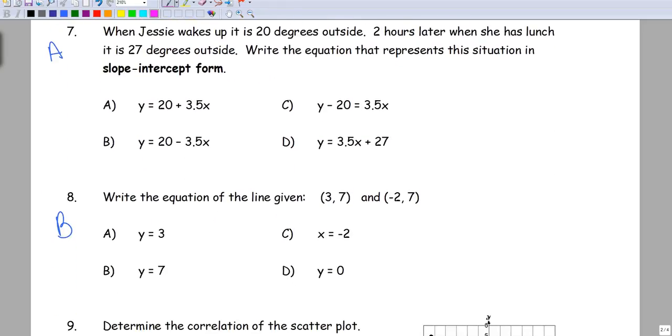Number 7, when Jesse wakes up, it is 20 degrees outside. 2 hours later, it's 27. All right, so we are going to make a table with hours and temp. When she wakes up, that's like her starting time. 2 hours later, do your jumps.